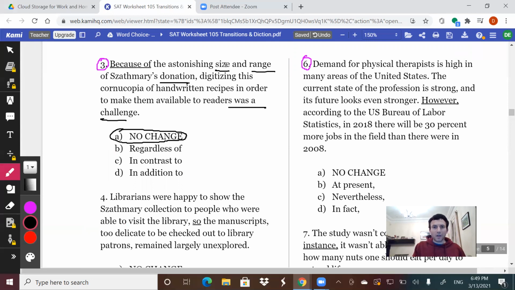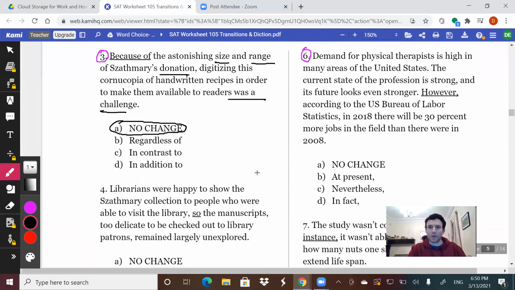So the reason is that the size and range of the donation is large, and what results is that making it available is a challenge. Because of such a vast and large donation, figuring out how to make it all available is a challenge. And again, I encourage you to look up any one of these transitions.